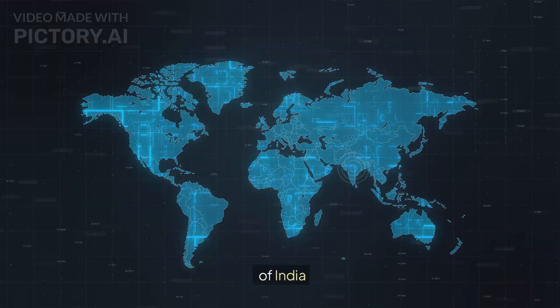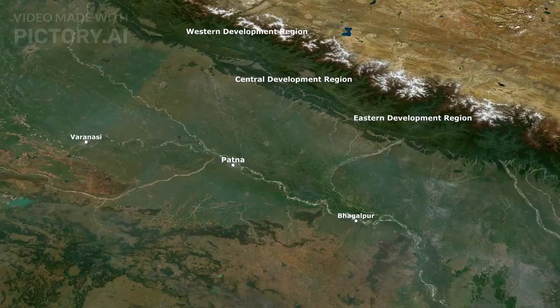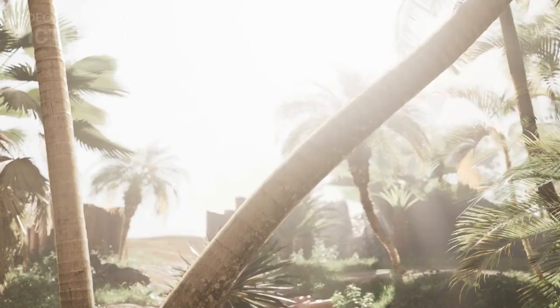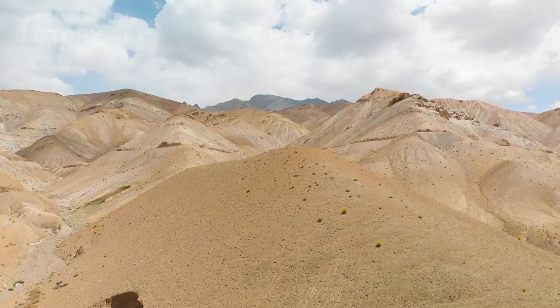The southern tropical zone of India is warmer than the north and does not have a clear-cut winter season. Southern zone: it has the midday sun, almost vertically overhead at least twice every year.